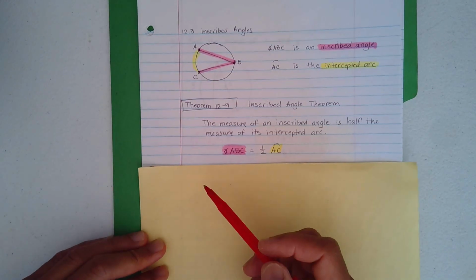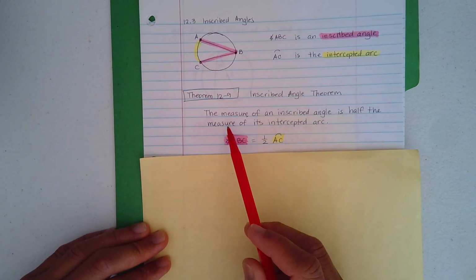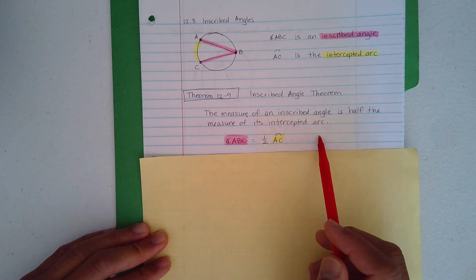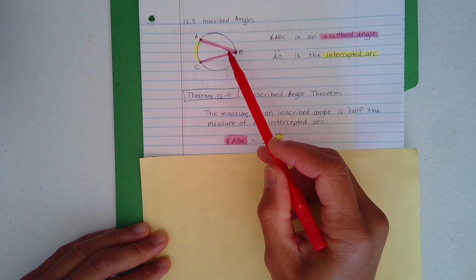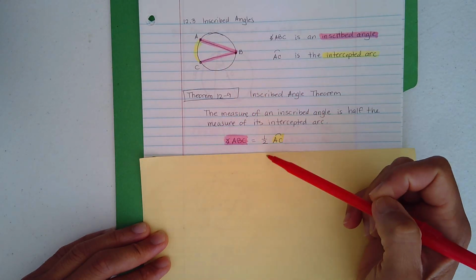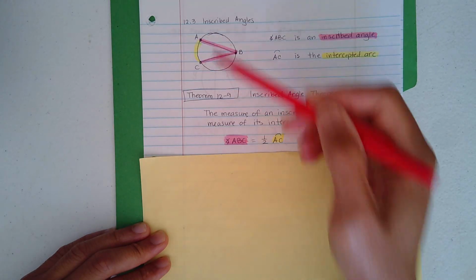Now in Theorem 12.9, it states the measure of an inscribed angle is half the measure of its intercepted arc. So referring back to this diagram, angle ABC is half arc AC.